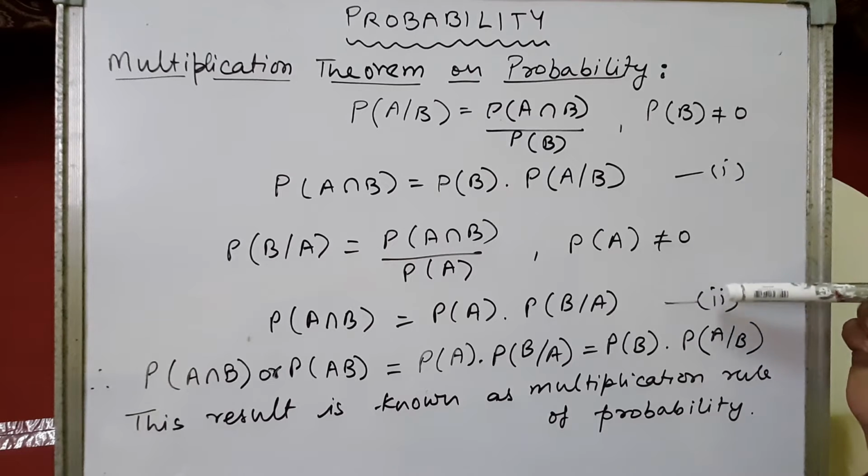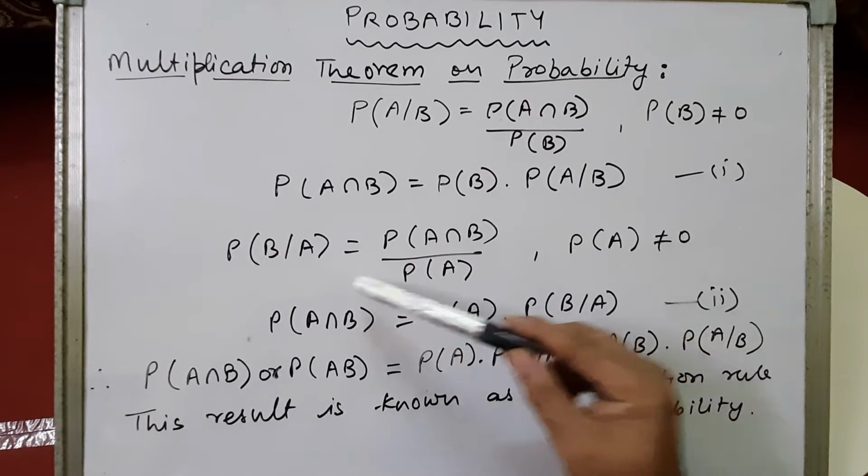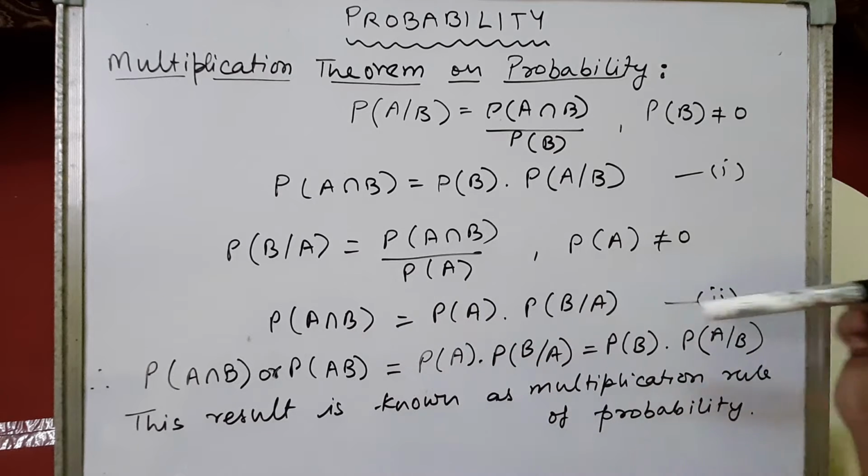From the first, if we cross multiply here with probability of A, then we get the probability of A intersection B is probability of A into probability of B upon A. So this is considered as the second equation.